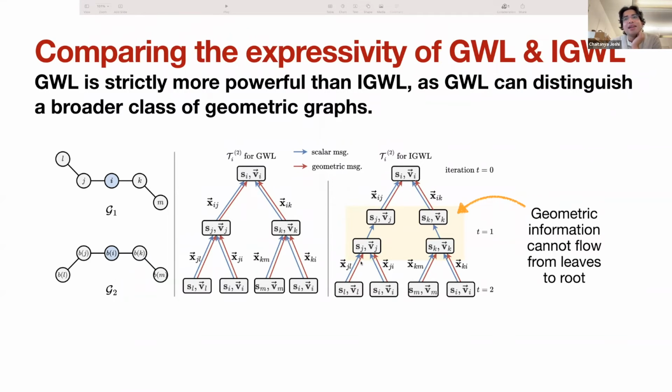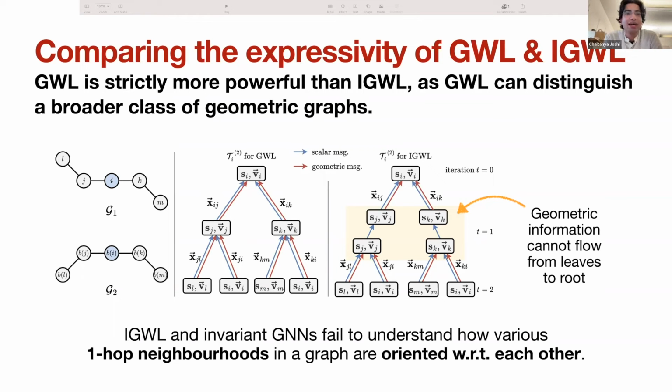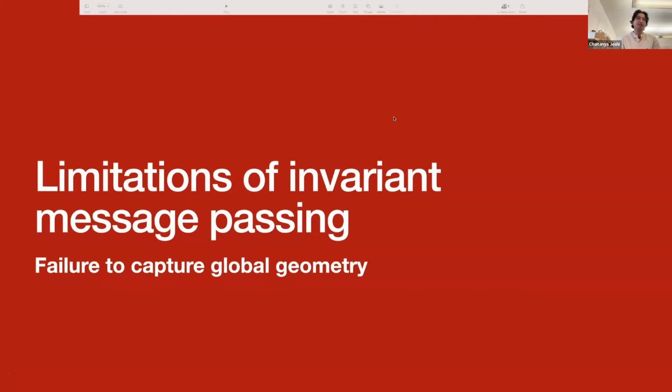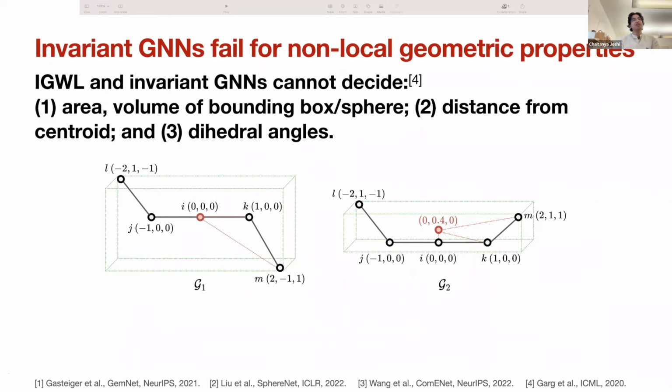So when you update the color locally, you can use geometric information, but you're not allowed to send geometric information across neighborhoods. And that's why the important point here is that invariant GNNs fail to understand how various one-hop neighborhoods in a graph will be oriented with respect to each other, because they do not propagate geometric information. That helps us understand deeply the limitations of invariant message passing and how they fail to capture global geometric properties. So we can say that these models fail to decide properties like the area or volume of bounding boxes, distances from centroids, dihedral angles, etc. And this is just a direct consequence of the results we showed previously.